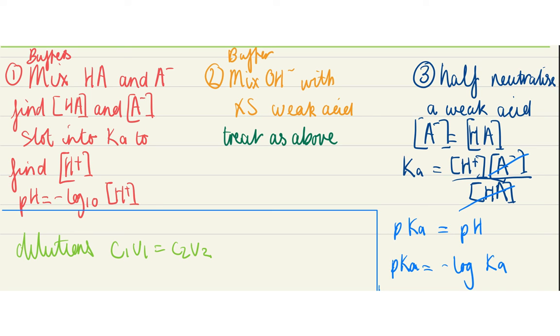Whereas if you half neutralise your weak acid, you've made your life easy for yourself, because not only have you made a really good buffer, you also can just then find pKa, and that is your pH of that buffer solution.